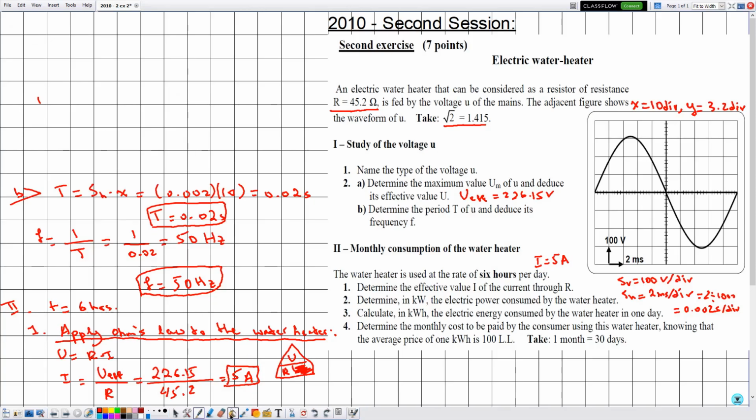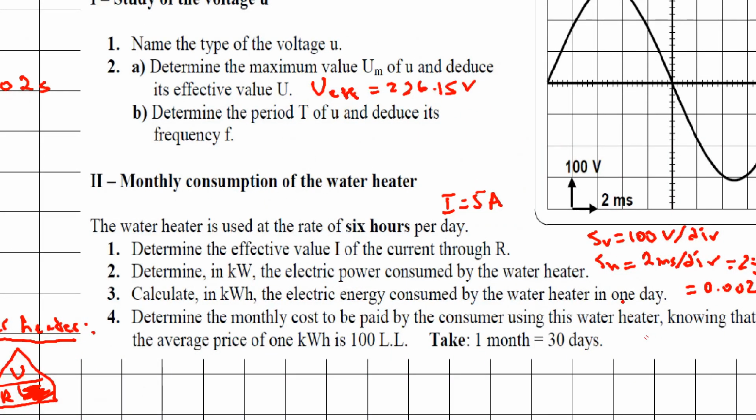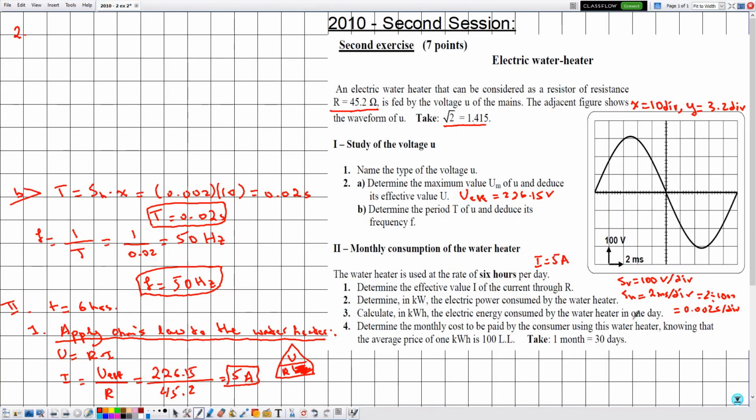Now in number 2, they are telling me to determine in kilowatt the electric power consumed by the water heater. So here it seems that we are calculating the electric bill that consists of 4 steps. Step number 1 is to calculate the power in kilowatt. Step number 2 is to calculate the daily consumption, which is given by E1 per 1 day. Step number 3 is to calculate the monthly consumption, so for 1 month. Step number 4 is to calculate the monthly cost.